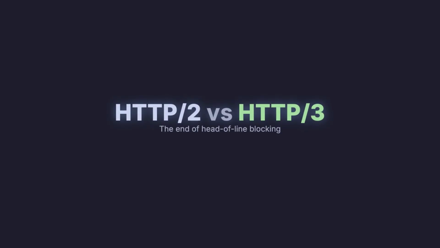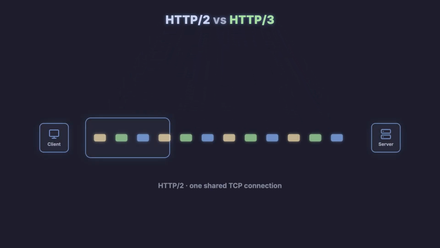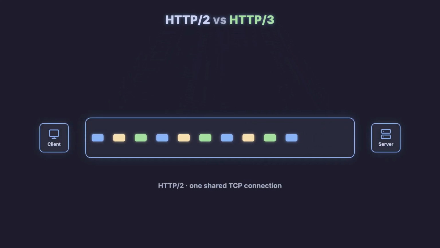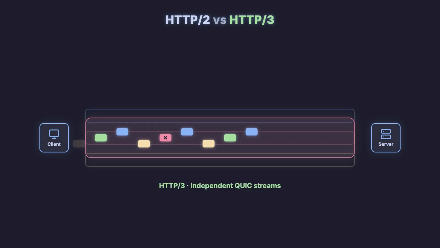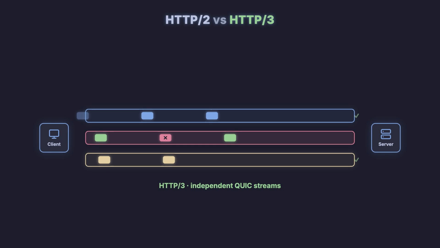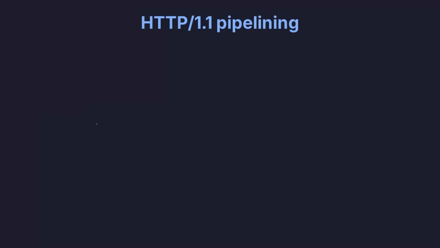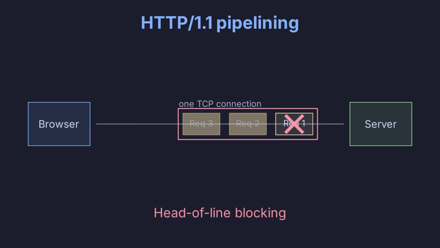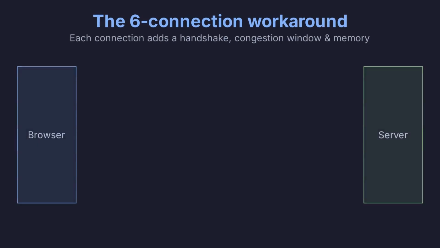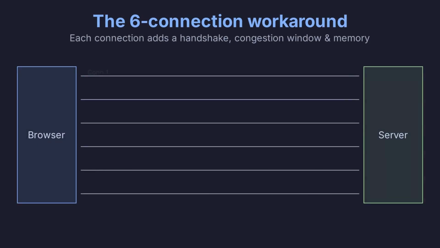You've probably heard that HTTP 2 fixes head-of-line blocking, but it doesn't. Not completely. It pushes the problem one layer down to TCP, and that's why we now have HTTP 3. The original HTTP 1.1 gave us persistent connections and pipelining, but the big limitation was head-of-line blocking at the request level. Browsers worked around it by opening up to 6 parallel TCP connections to the same origin.